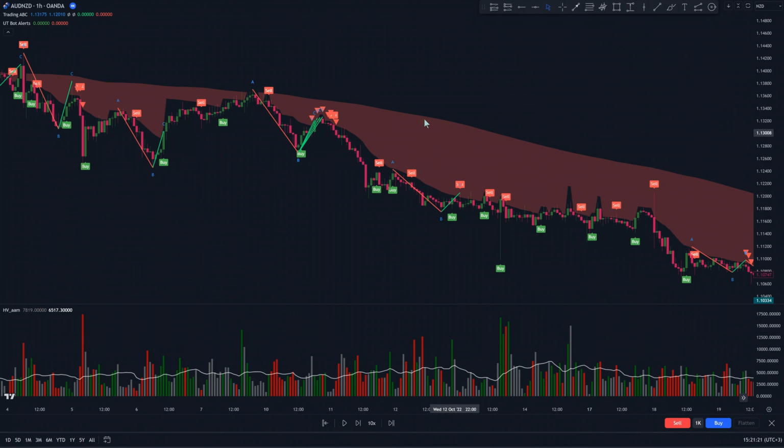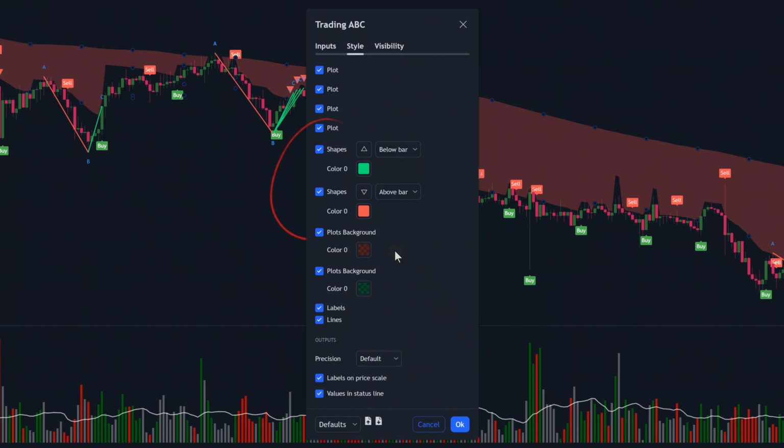Lastly, access the style settings of the trading ABC indicator. Then disable these two shapes options because we won't be needing them.